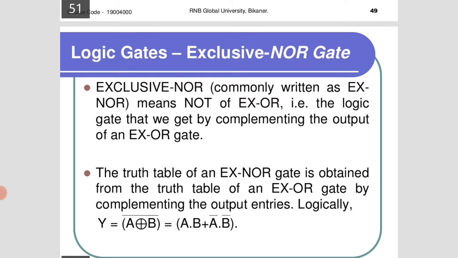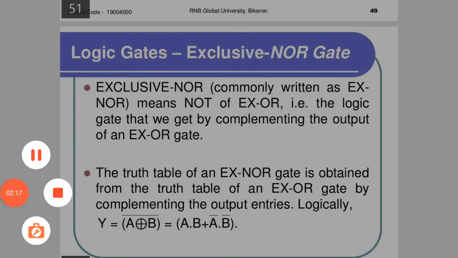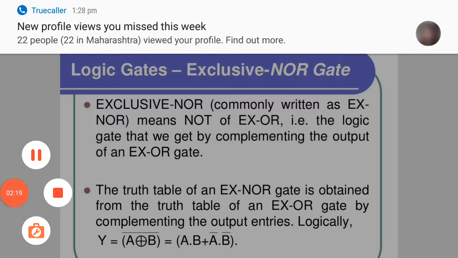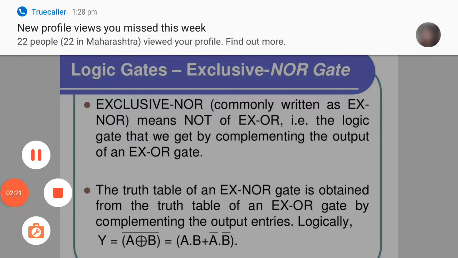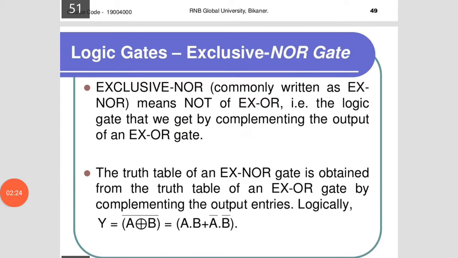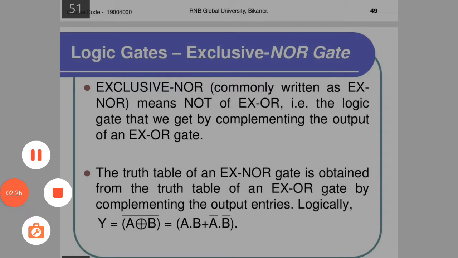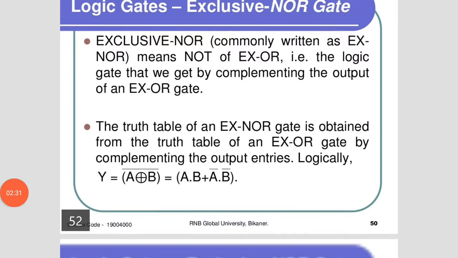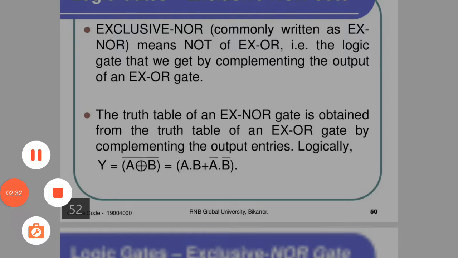This is the output of the XOR gate. And in the XNOR gate, it is A XOR B whole bar. That is the output of the XNOR gate, A into B plus A bar into B bar. This is the exclusive NOR gate output.